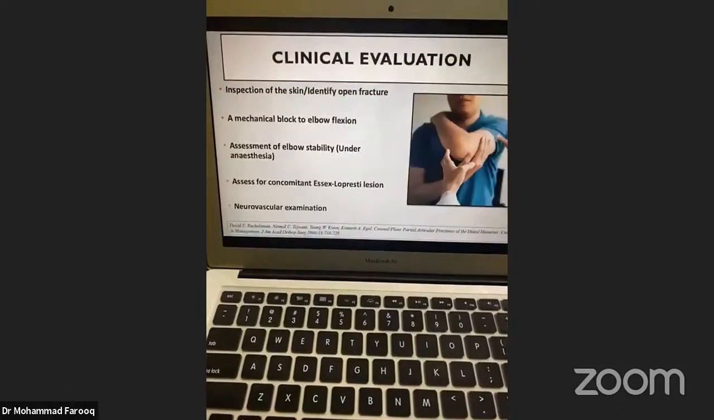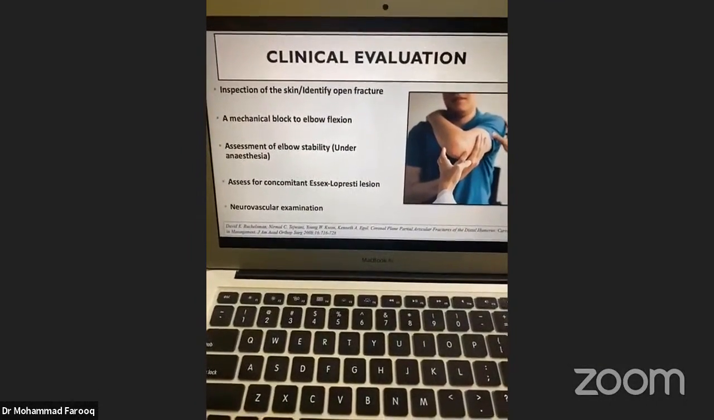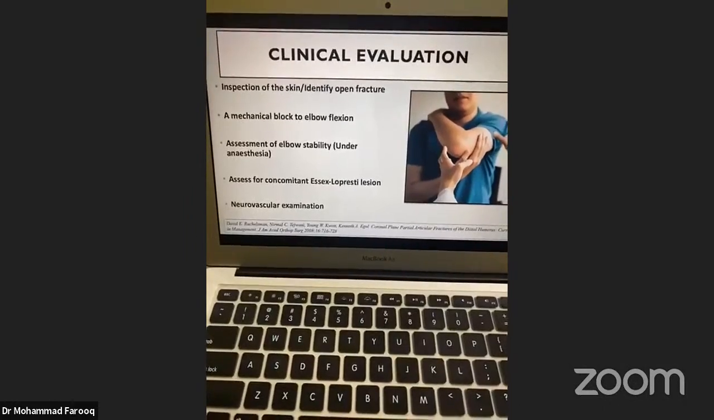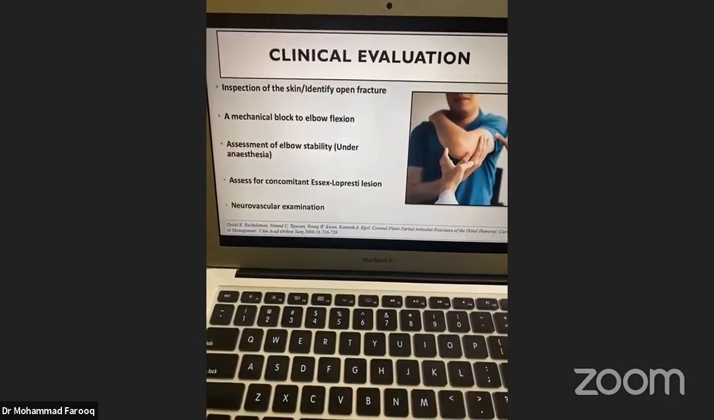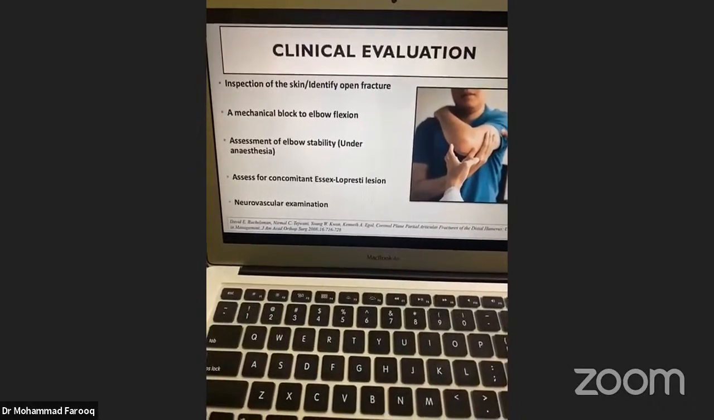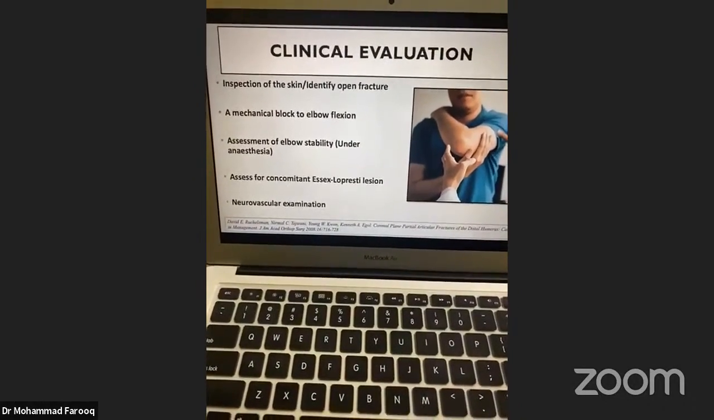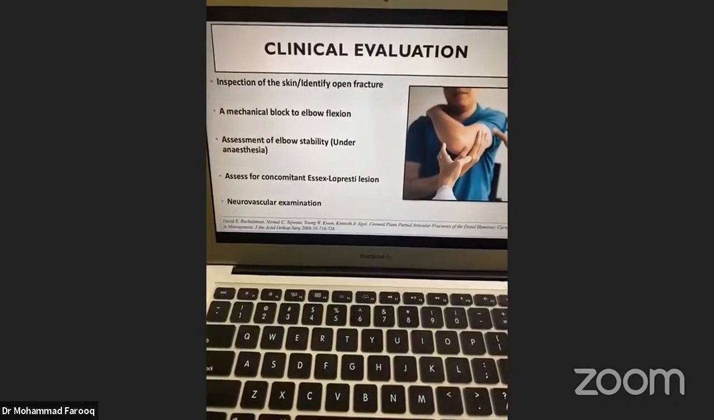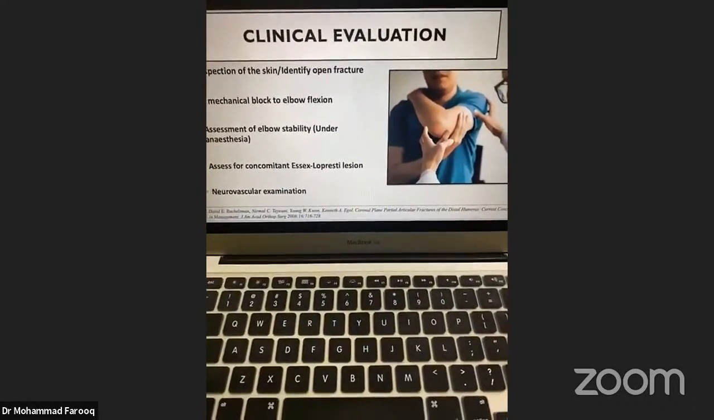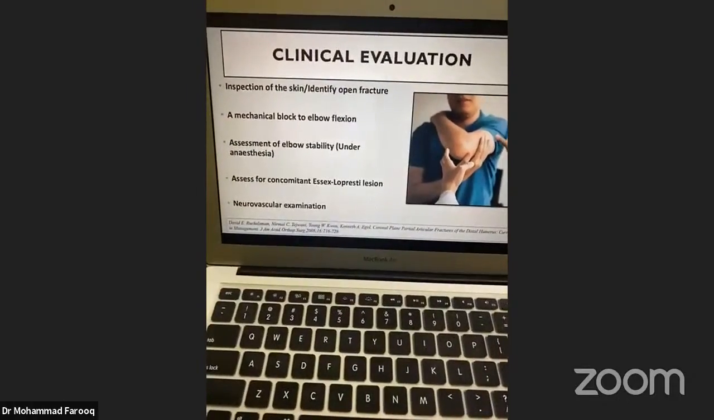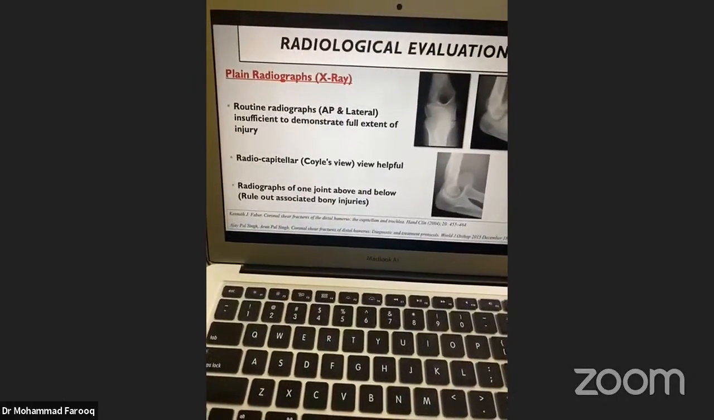distal humerus. In clinical evaluation, one has to be suspicious of these fractures because they are often, in females in particular, low energy trauma. There has to be a high index of suspicion, and assessment has to include excluding instability, and we have to assess concomitant injuries, and of course neurovascular examination.